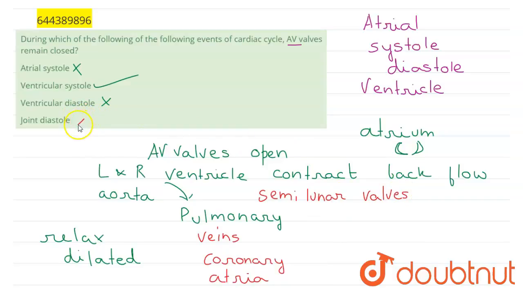So among these four options, only during ventricular systole do the AV valves remain closed to prevent the backflow of blood. So this is the right answer for this question.